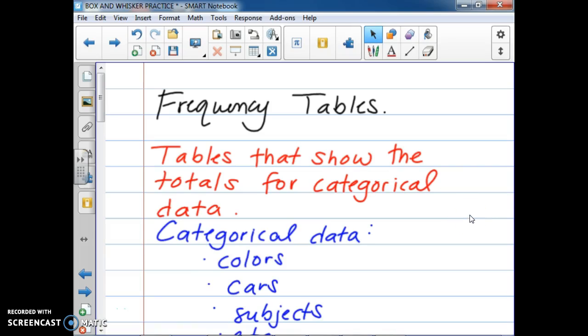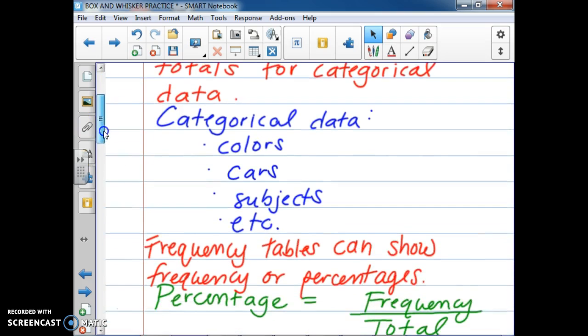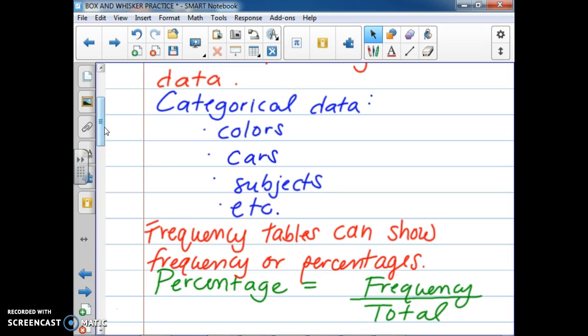Today's video is going to be about frequency tables. Frequency tables are just tables that show the totals for categorical data. Categorical data is just like categories, so it can be colors, cars, subjects. Anything that's not of numerical value is a category. So frequency tables can show the categories and how often that category occurs.